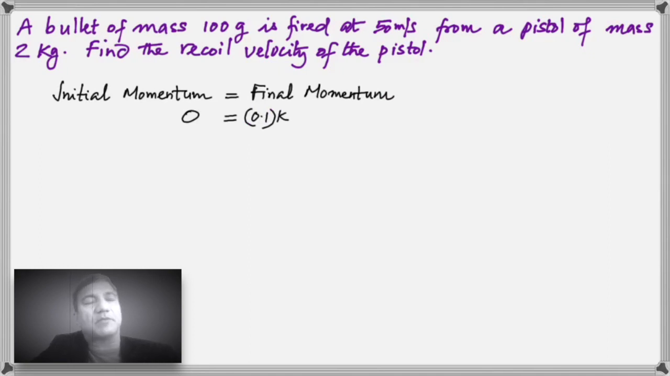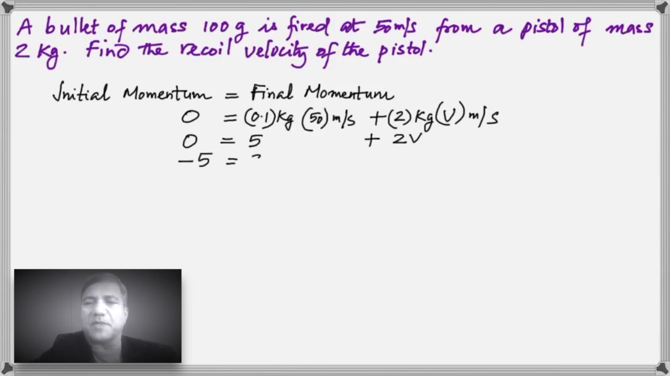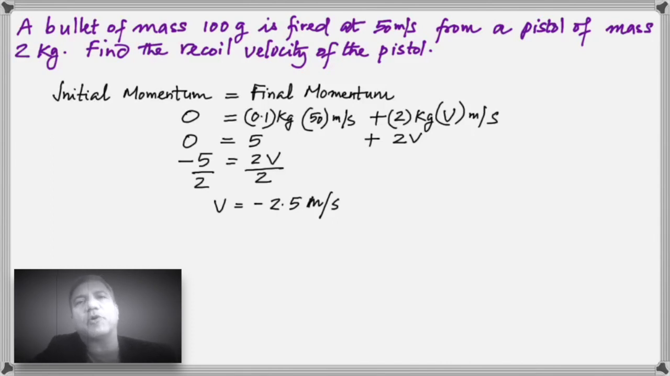0 is the initial momentum before firing, like I explained. And after firing, the mass of the bullet in kilograms is 0.1 multiplied by its velocity, which is 50 meter per second, plus the mass of the rifle, 2 kilograms, times its velocity, which we do not know, which we're looking for. So that's the unknown quantity here. So when you solve that equation, this becomes 5, and then you have 2 times velocity, and when you rearrange that and calculate, you're going to get negative 2.5 meter per second.